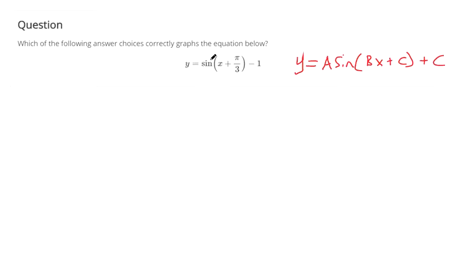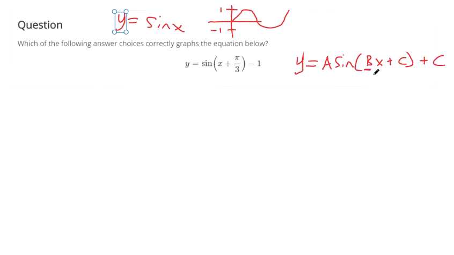Our A is 1, so that's going to look kind of like this graph. We always want to be thinking about the original graph. Sine of x looks like this. It goes to 1 for a peak and -1 for its lowest part. If this is 2, then we go up to 2, down to -2, etc., etc.